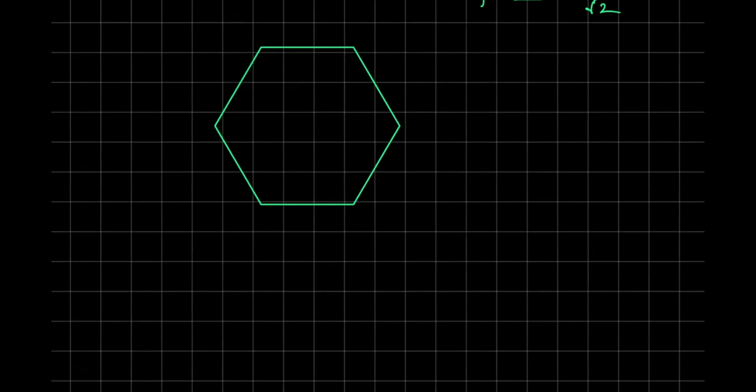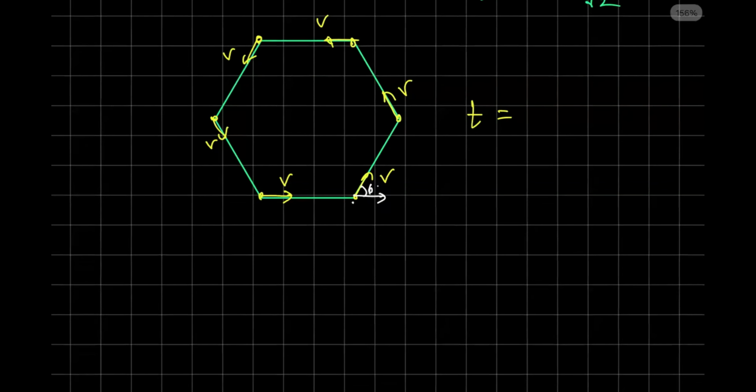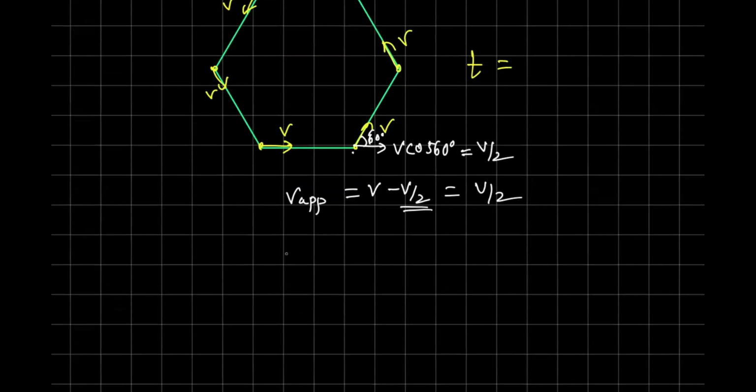This is a hexagon. It is given to you that there is a particle at each corner, and each particle is moving with velocity v directed toward another particle. You have to find the time when they will meet. This angle is actually 60 degrees. You know that thing, so this value will come v cos 60, that is nothing but v by 2. So we'll see the velocity of approach, that is v minus v by 2. So how much will our time be? The side is given to you, a, each side. So you'll get a divided by the velocity of approach, so it is going to be a upon v by 2, so that is going to be 2a by v.